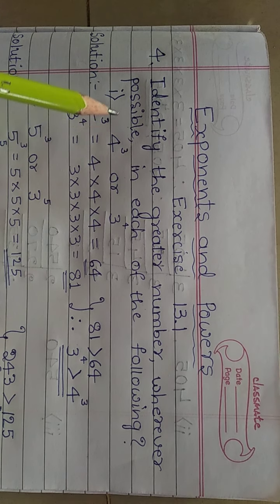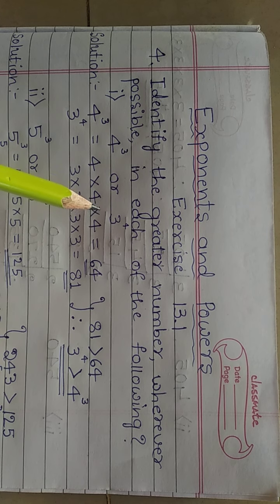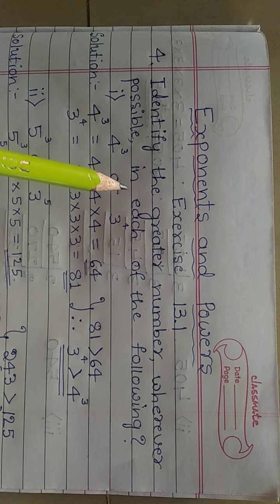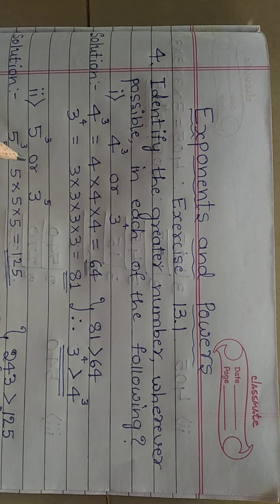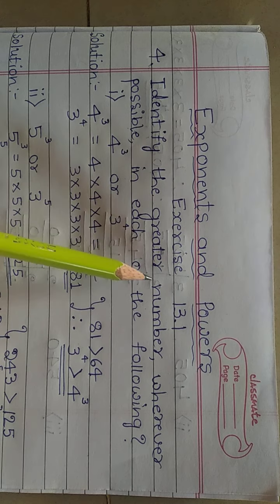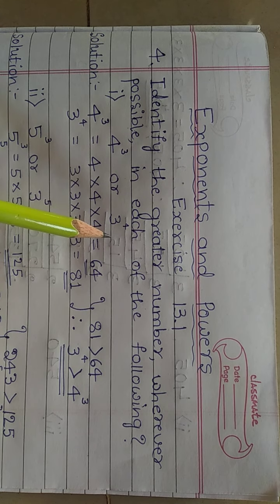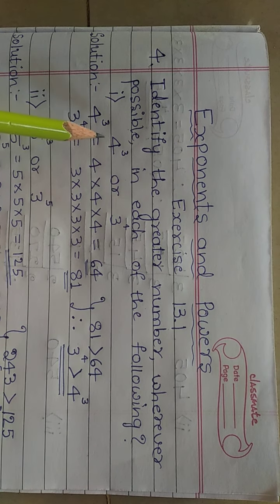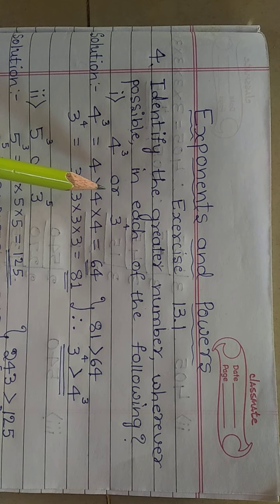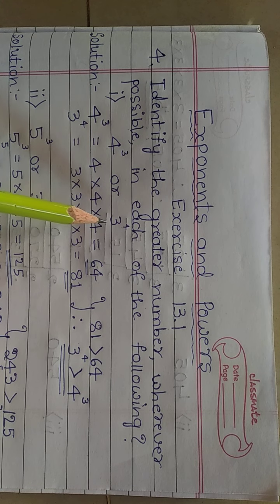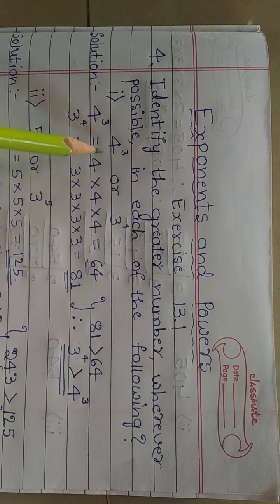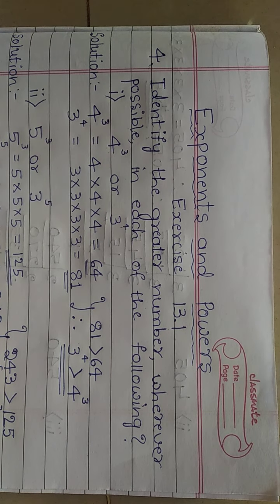In the previous class we have studied about exponents, which is the base, which is the exponent, how to write the exponential form of any given number. Now we have to identify which is the greater number and which is the smaller number. They have given 4 cube and 3 raised to 4. Here we have to compare these two numbers.